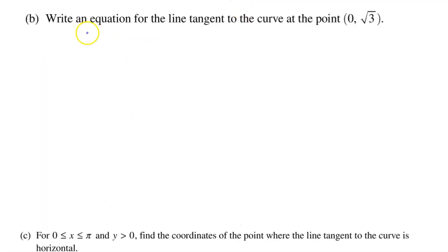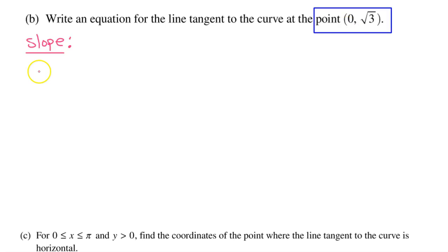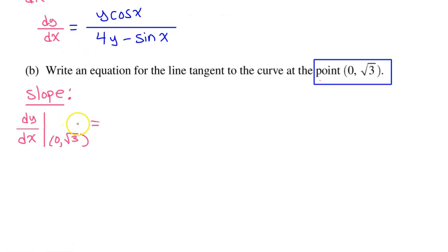Part B, write an equation for the line tangent to the curve at the point (0, radical 3). We always write the equation of a tangent line in point-slope form, so we know we're going to need a point and the slope. Well, they gave us the point. The point of tangency is (0, radical 3). We just need to find the slope at this point. In calculus, we know the slope will be given by the derivative dy/dx.